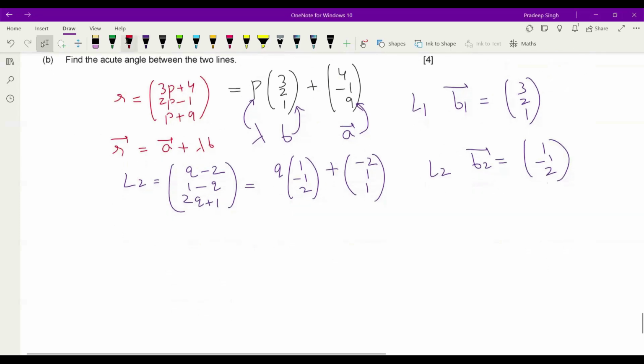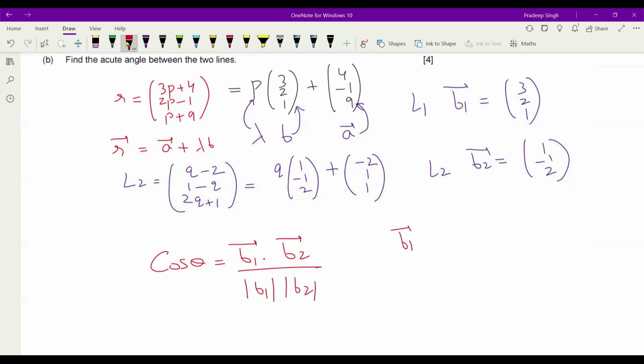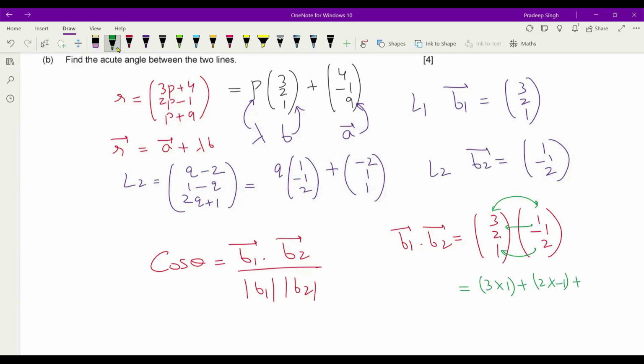Let's now find out the acute angle between the two lines. So the formula goes like cos theta is B1 dot B2 divided by the two magnitudes. B1 dot B2. So B1 is 3, 2, 1, and B2 is 1, -1, 2. To find the dot product, we just multiply the x components together, the y components together, the z components together, and then we add it. 3 into 1 plus 2 into -1 plus 1 into 2. Let's simplify this. 3 minus 2 plus 2, which comes out as 3. So that's the numerator of this particular expression.